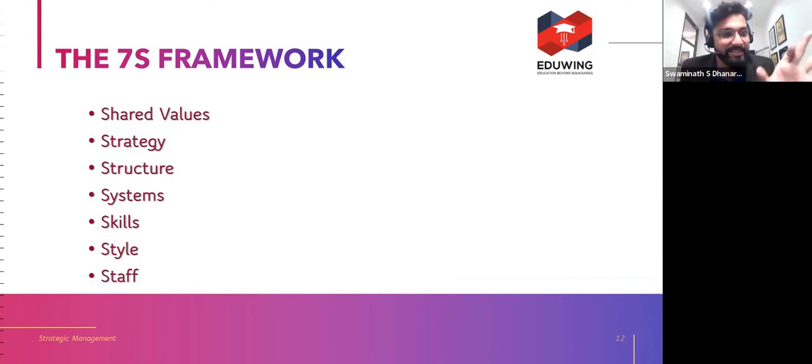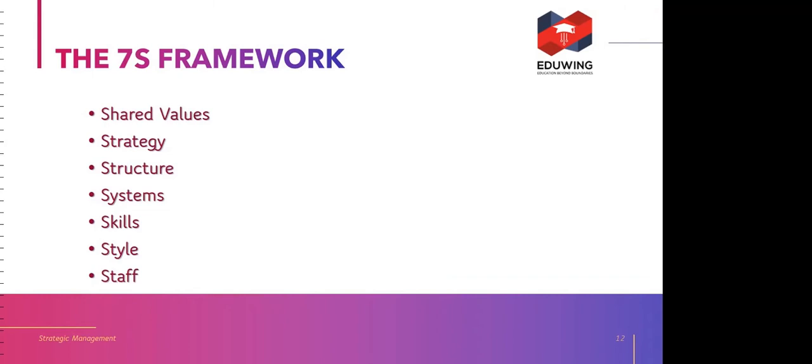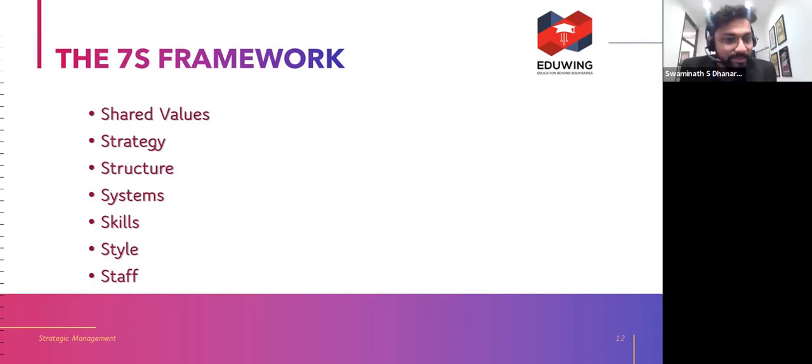If something is lacking in this 7S, if skills are not there, strategy won't work out. If good staff is not there, strategy won't work out. If there is no style, everybody is doing whatever they want, strategy won't work out. If there is no structure, strategy won't work out. If there is no strategy, obviously it won't work out. If there are no shared values, some people have some values and other people have other values. If there are not enough skills among staff, strategy won't work out. So in order to have very good strategic management, or strategic fit, we need the 7S framework. These are the 7 S's.